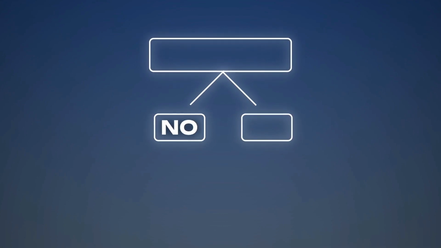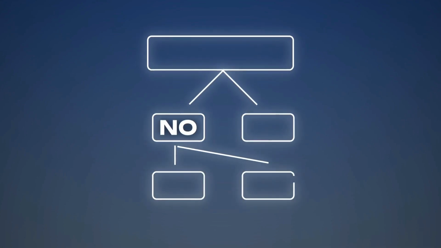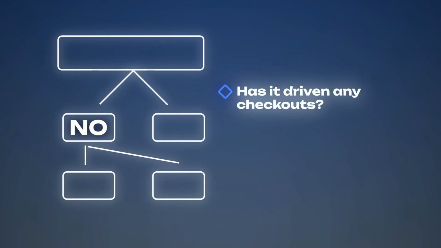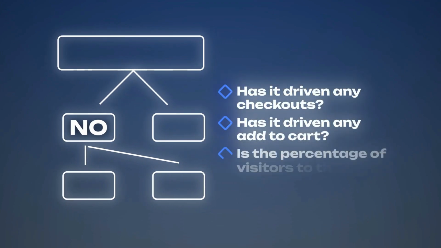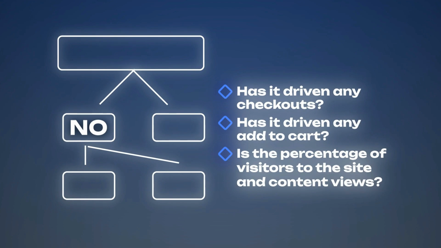However, that doesn't always happen. So what we then have to do with our decision tree is say, no, it didn't generate a purchase, but we also didn't really expect it to generate a purchase. And we'll come down a layer. And that might be, has it driven any checkouts? Has it driven any add to carts? Is the percentage of visitors to the site and content views that then go on to potentially add to cart quite high? Because that's an intent signal that we're moving people through our funnel or through our user journey. And that could also be grounds to scale a piece of creative.